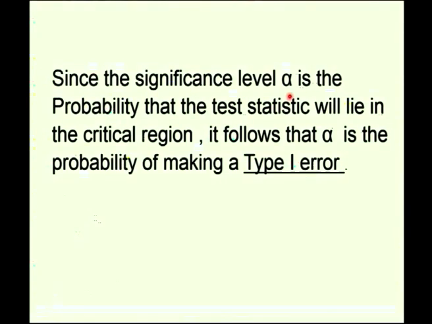Since the significance level alpha is the probability that the test statistic will lie in the critical region, it follows that alpha is the probability of making a type 1 error. When the error occurs, and since it is a chance, the probability of occurrence of type 1 error is nothing but the significance level alpha.